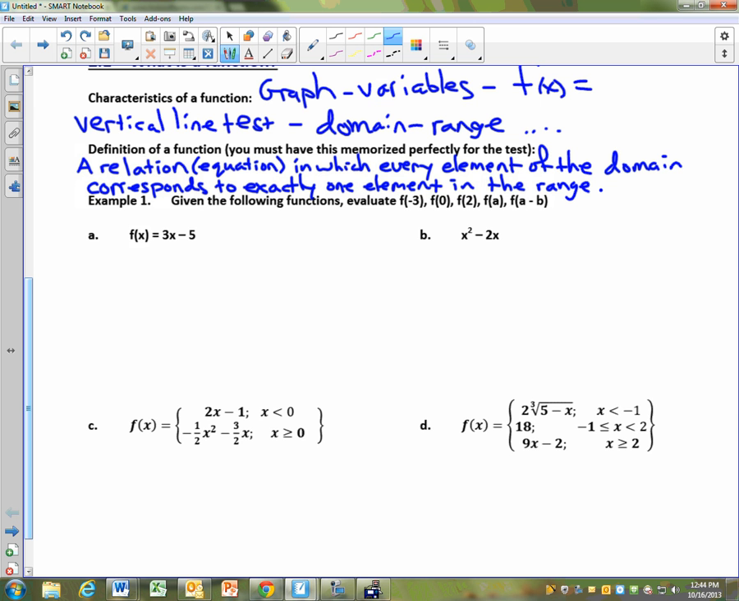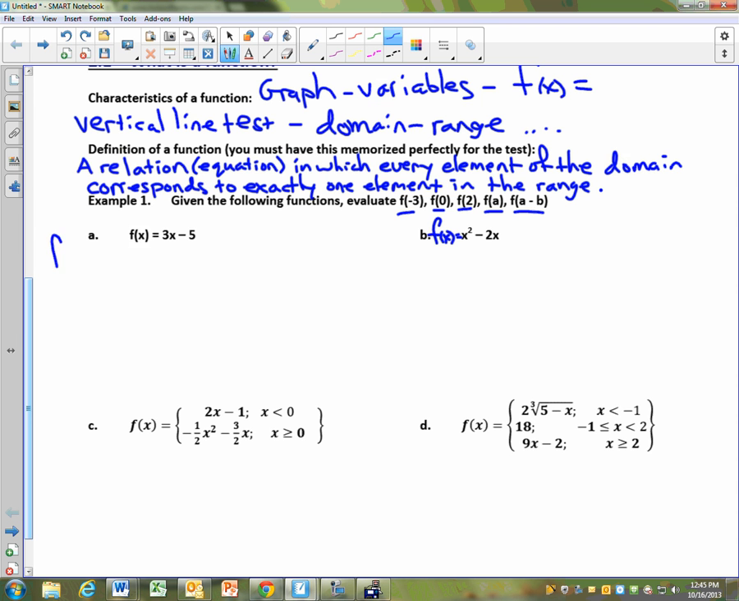And so that's what we're going to do. Our second learning target of the day is to algebraically evaluate function values. So given f of x is 3x minus 5, or f of x is equal to x squared minus 2x, we are going to evaluate f of negative 3, f of 0, f of 2, f of a, and f of a minus b. Okay?